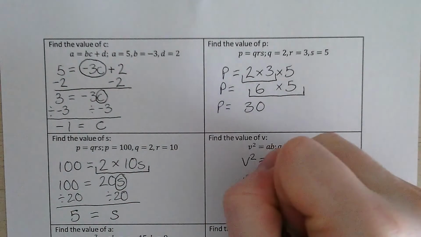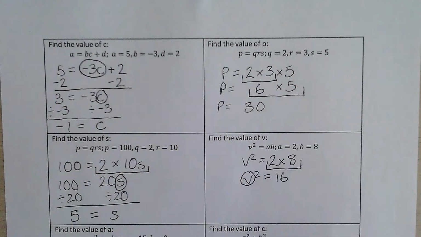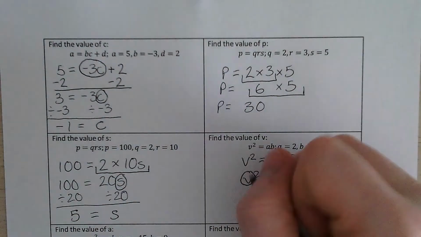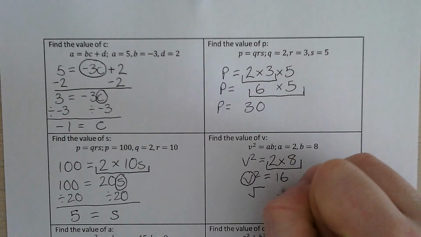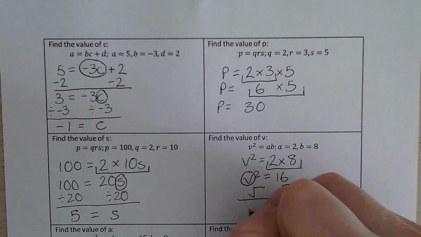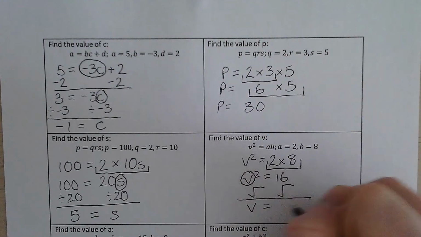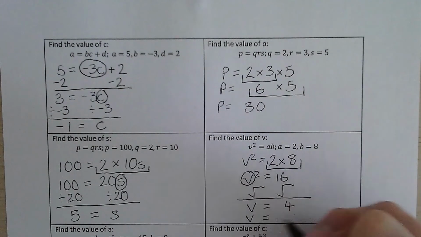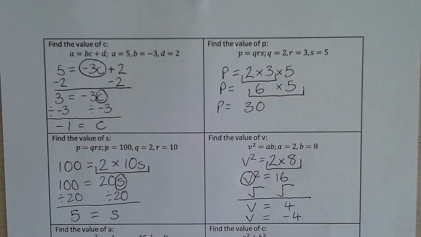In order to isolate v by itself, we need to undo the square. This means we need to square root both sides. The square root of v squared is v, and the square root of 16 is 4. But don't forget that with a squared equation, we are going to get a second solution, so we also get the answer of v equals minus 4.